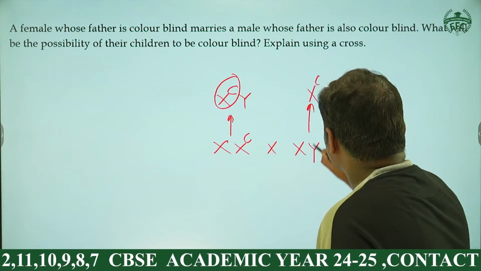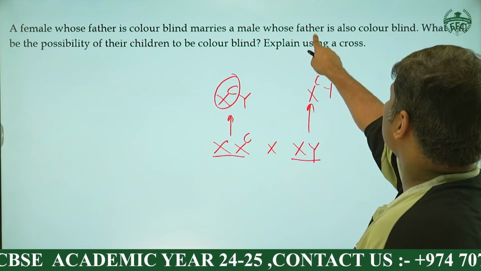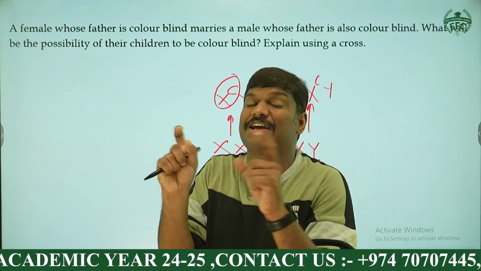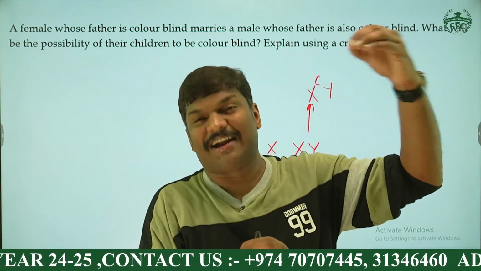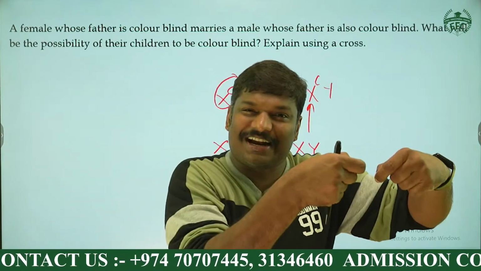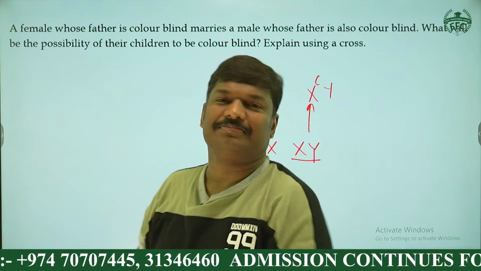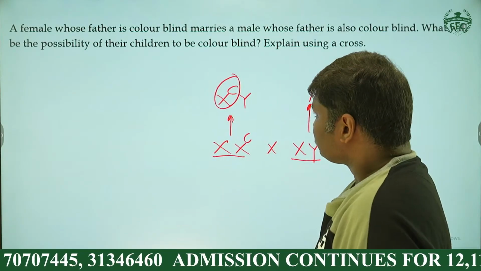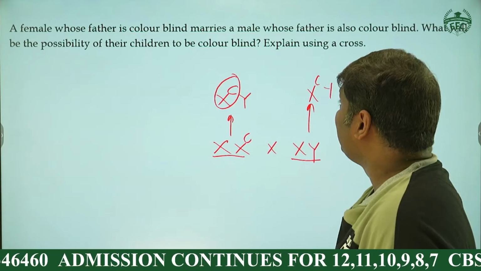So here we have the normal male and here the carrier female. There will be a chance for such a question, my dear students, if the father is also colorblind. So you have to assume if the father is colorblind, only X is given to the daughter, which means there is no problem for the son. What is the question? What will be the possibility of their children to be colorblind?